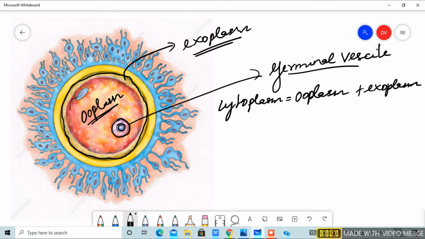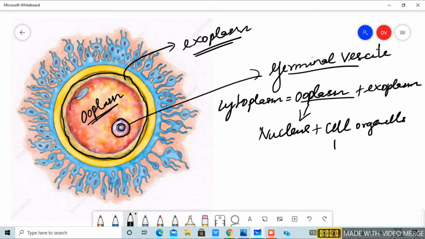But guys, the ooplasm is what is present in greater quantity. So if they ask you which is the cytoplasm, you can just say the ooplasm, because the exoplasm is present only on the outer side. The ooplasm contributes the majority of the cytoplasm. If you ask, ma'am, what is there inside the ooplasm? You have the nucleus, which is the germinal vesicle, and all the cell organelles.